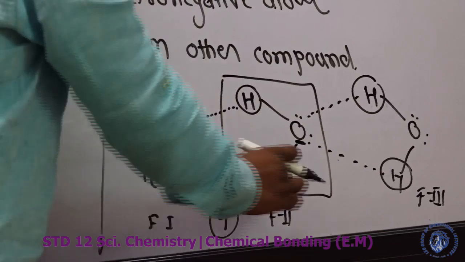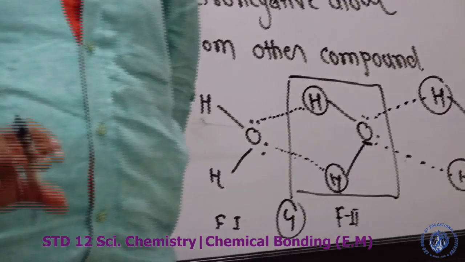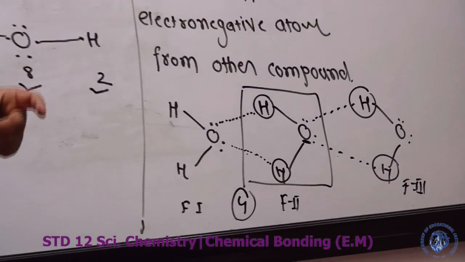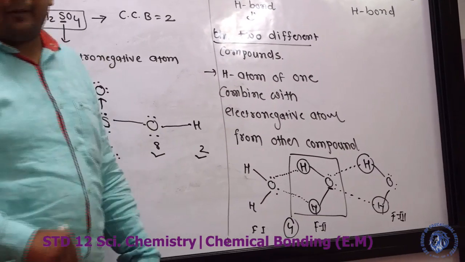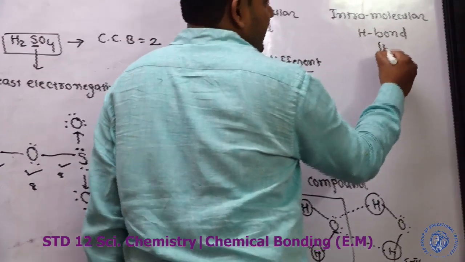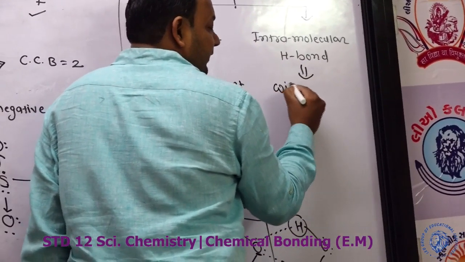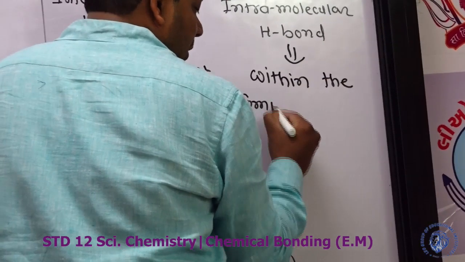between two different compounds, H2O 1 and H2O 2. It may be H2O and ammonia, or H2O and HF also, but they are called two different compounds. Sir, that is intermolecular. Then when does it form intramolecular? Between the same member, between the compound.